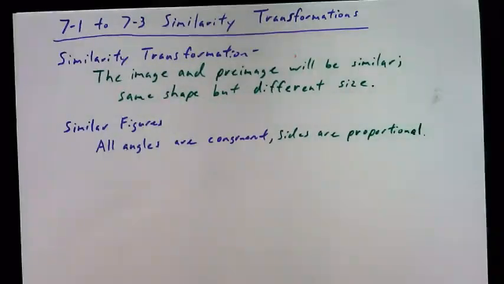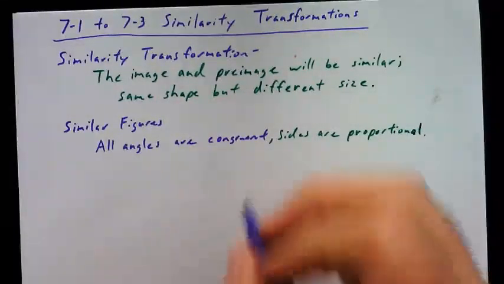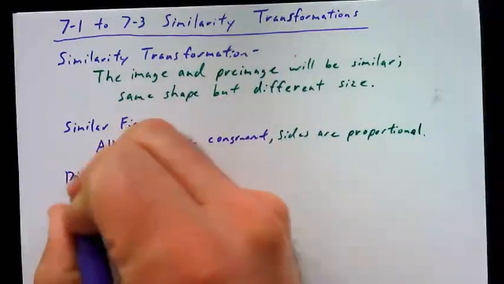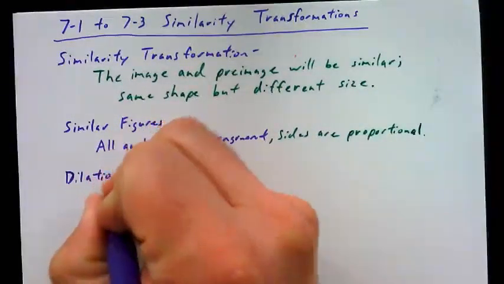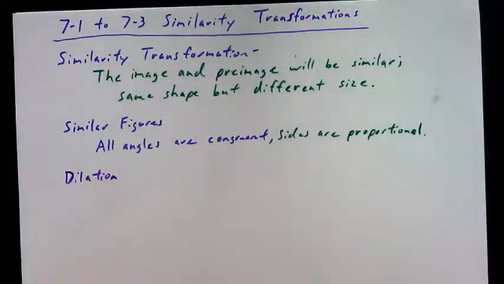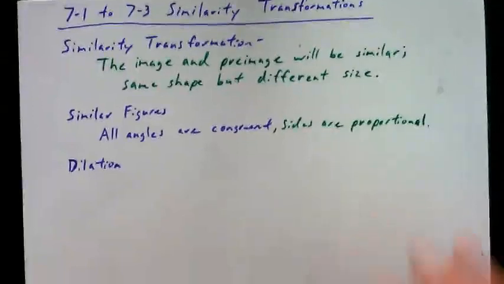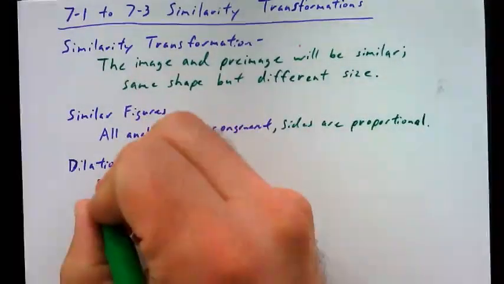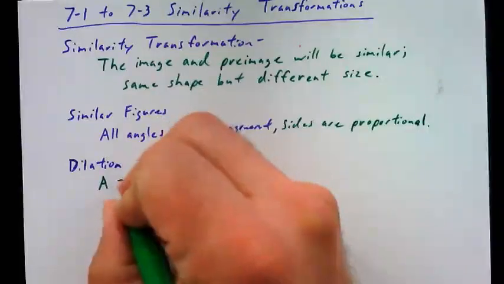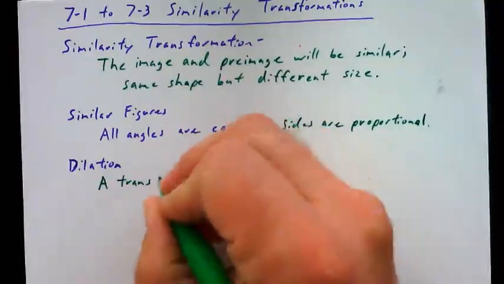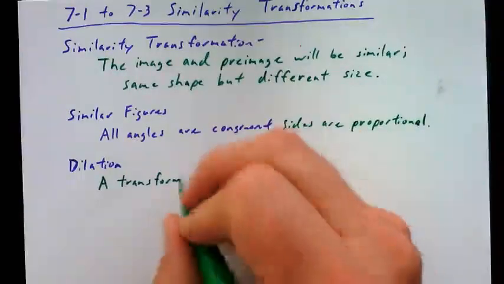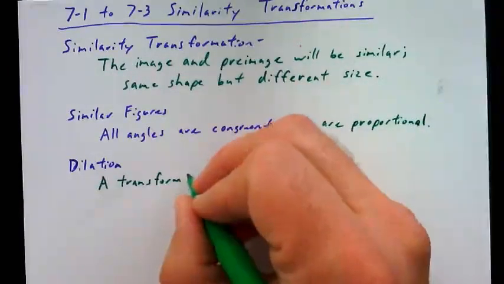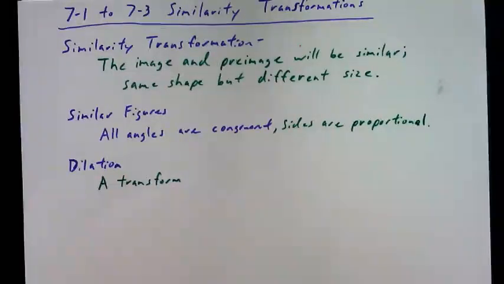So the next word here that we need is dilation. Dilation. And a dilation, we already said it's a transformation. But what happens in this type of transformation? So what happens when you go to get your eyes dilated? They get bigger. Now, is a dilation only getting bigger? It could also get smaller.